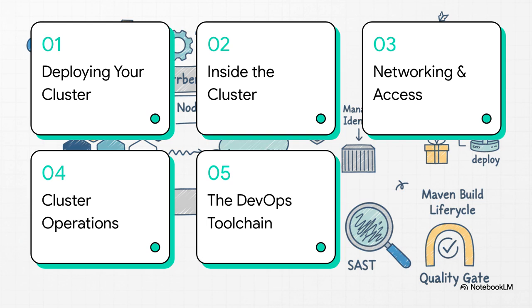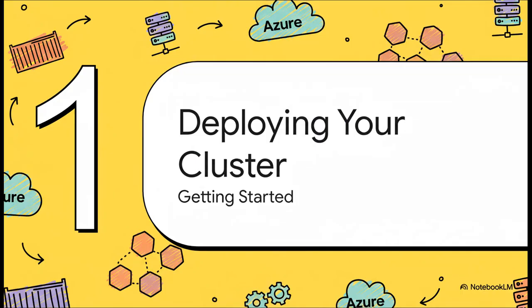We're going to walk through the whole journey, right? First, we'll get our hands dirty and actually deploy a Kubernetes cluster. Then we'll peek inside to see how it's built, figure out all the networking stuff, and then talk about how to keep it running day to day. And finally, we'll connect it all to the build pipeline with the tools that actually craft and check our code. All right, let's jump right in.